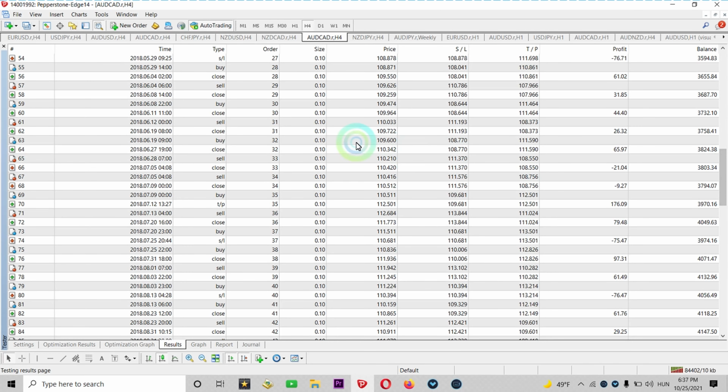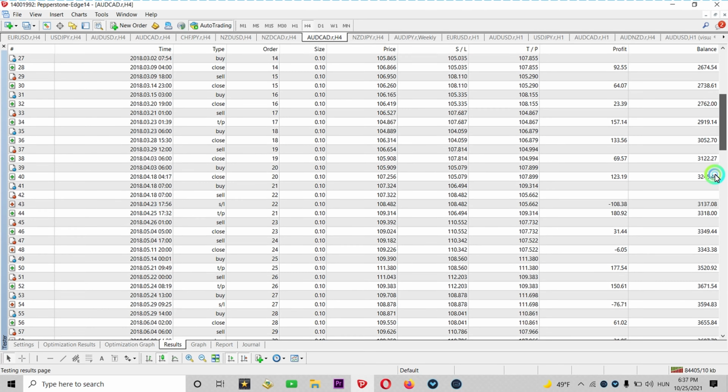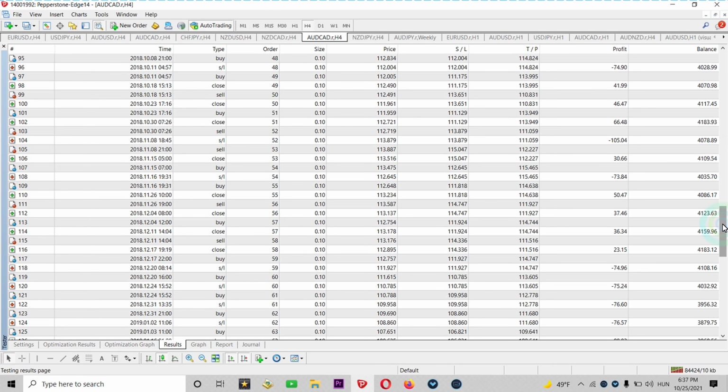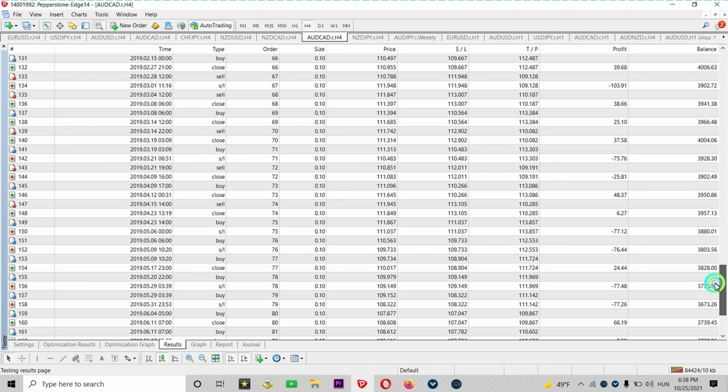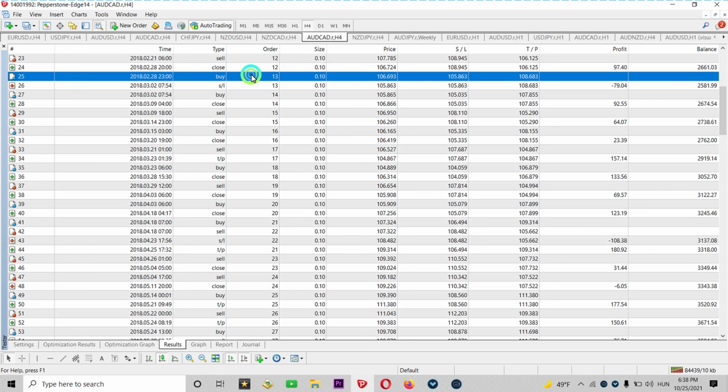So as you see, here are some real trades with the algorithm, testing with the algorithm, and I want to show you that, first of all, here's a buy trade, and here is a stop loss. So it uses stop loss and take profit as well as dynamic exit.